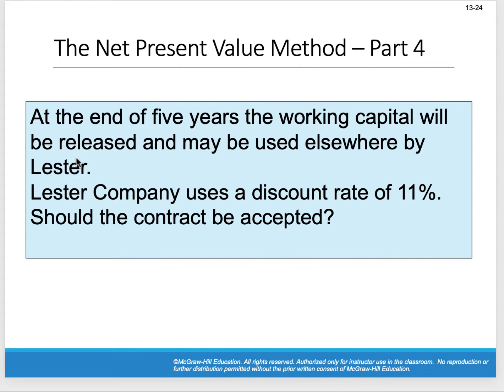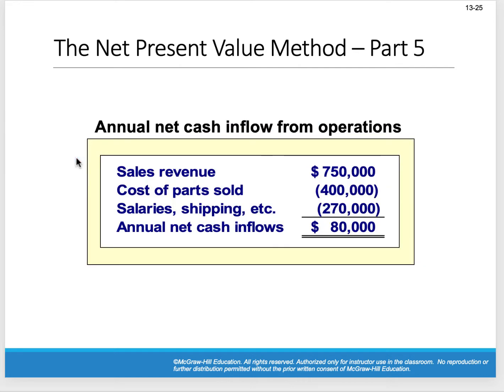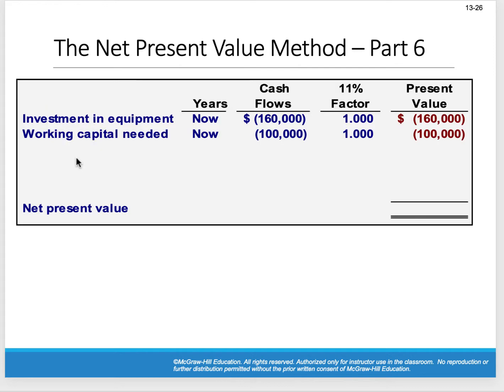So any cash inflows that we receive in the future, we assume we immediately reinvest those net cash inflows at 11%. Do we accept the contract? Well, I don't know. Well, we already did step 1. We already calculated the net cash inflow from operations, right? 80 grand. Perfect. So now we have to build this net present value table, okay?